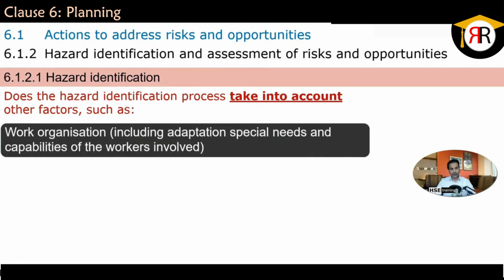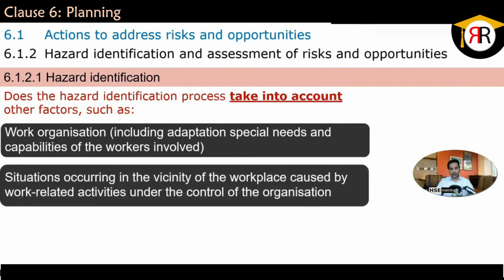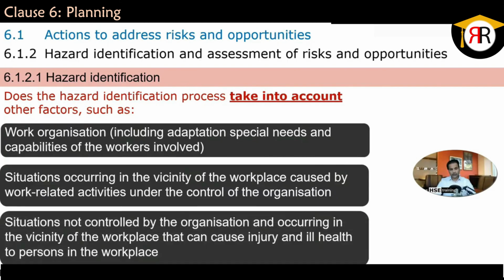Also, does it take into account other factors such as work organisation, including adaptation, special needs and capabilities of the workers involved? Also, situations occurring in the vicinity of the workplace caused by work-related activities under the control of the organisation. Does it also take into account situations not controlled by the organisation and occurring in the vicinity of the workplace that can cause injury and ill health to persons in the workplace?